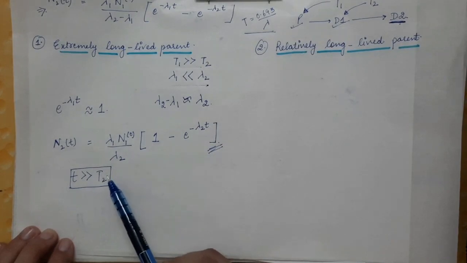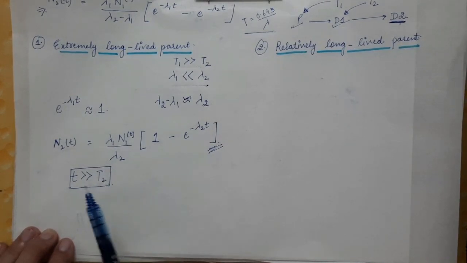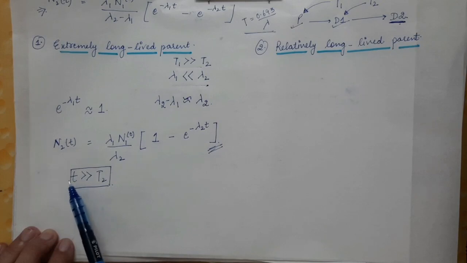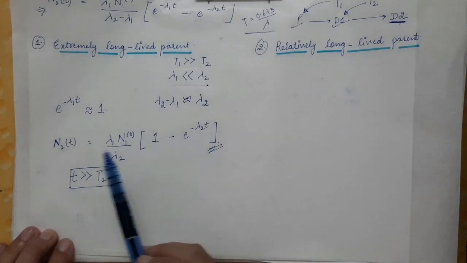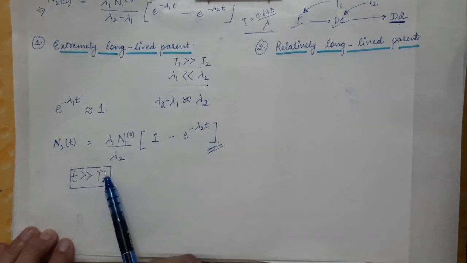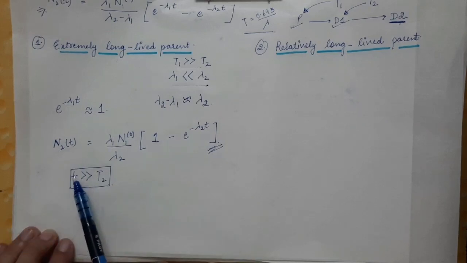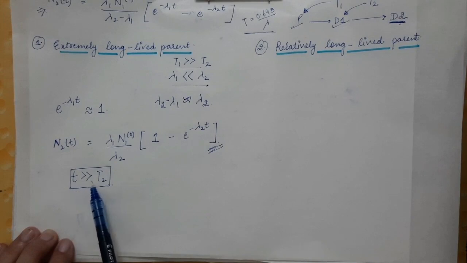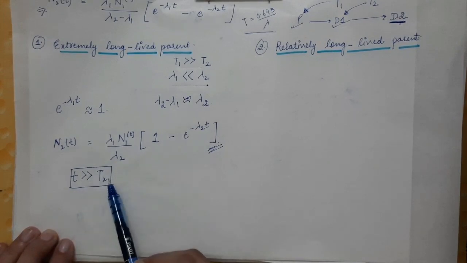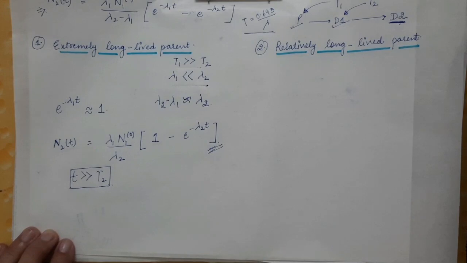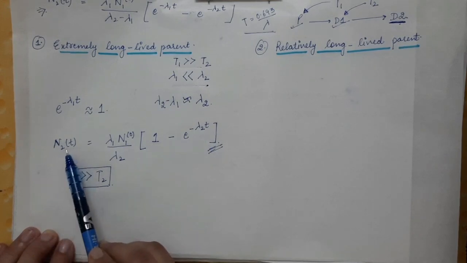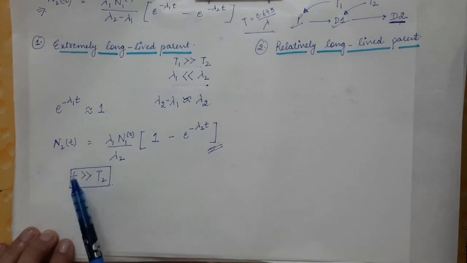So let's say T2 is in minutes. We are looking at a time which is after some months. So we are looking at the sample after some months, where T2 is the half-life of the daughter nuclei, and let's say this is in minutes. If this is in minutes, and the time at which we are looking at the sample to find N2 is in months, then t will be very much greater than T2 in that case. So this is the next assumption that we are making: the time at which we are observing the number of daughter nuclei in the sample is very much greater than the half-life of the first daughter nuclide.